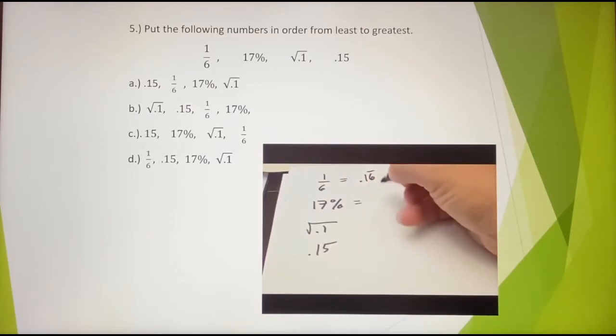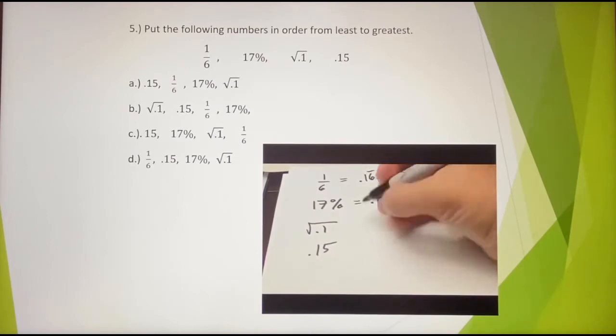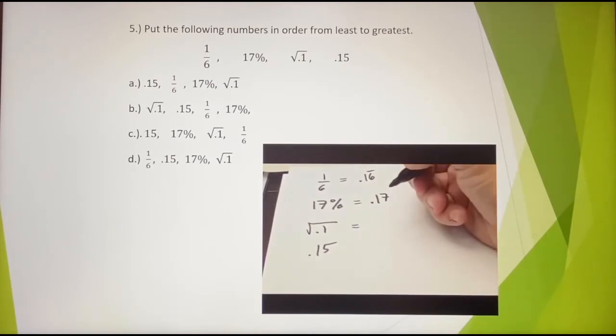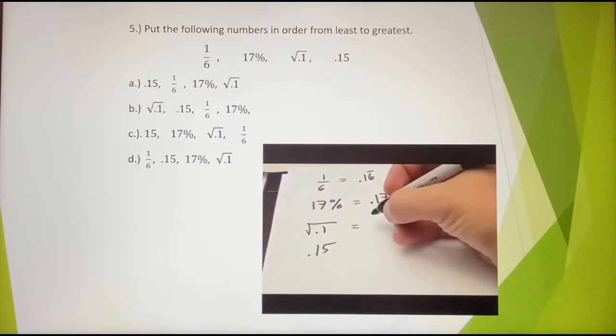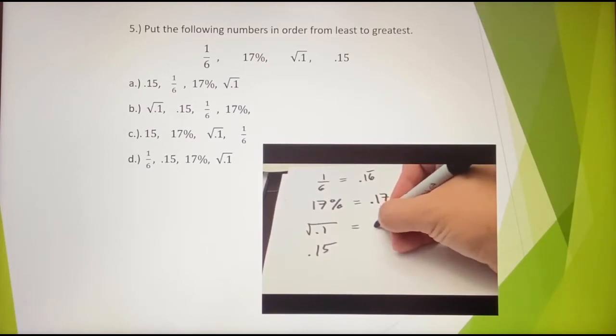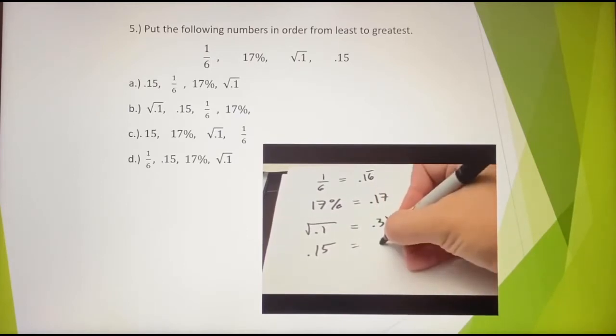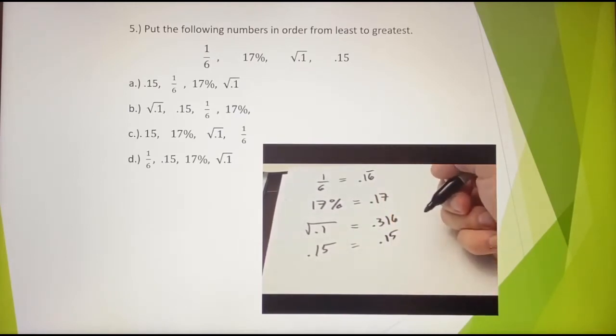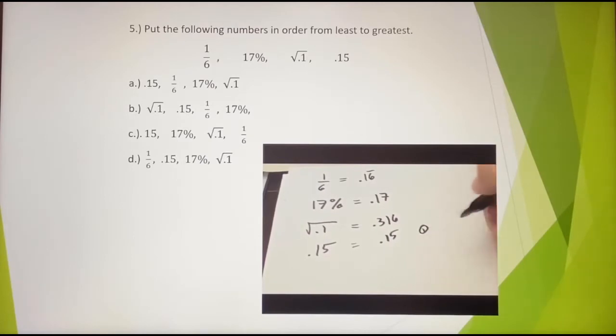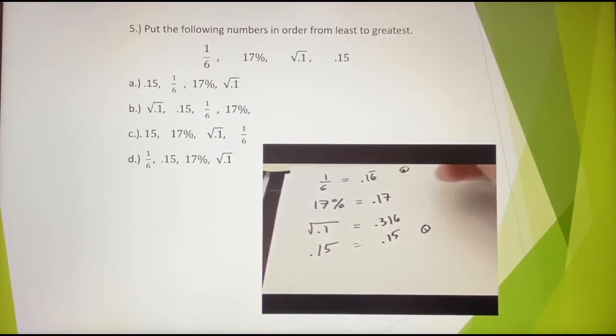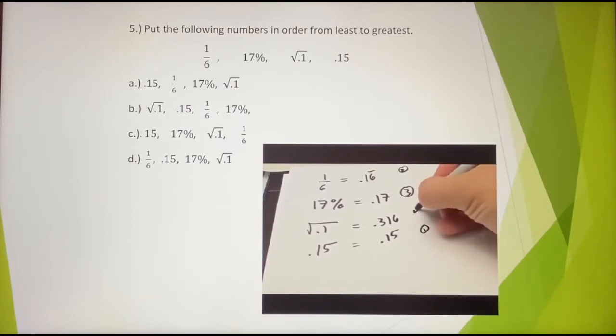17% as a decimal, we just need to move our decimal place 2 times to the left, so that becomes 0.17. The square root of 0.1, this is another problem that we just want to trust the calculator, because it's going to be way too hard to try to figure this number out by ourselves. And this is going to be about 0.316. And the last one's already a decimal, so we're good there. So from least to greatest, that would be the least, then the next, then the next, and then the next.